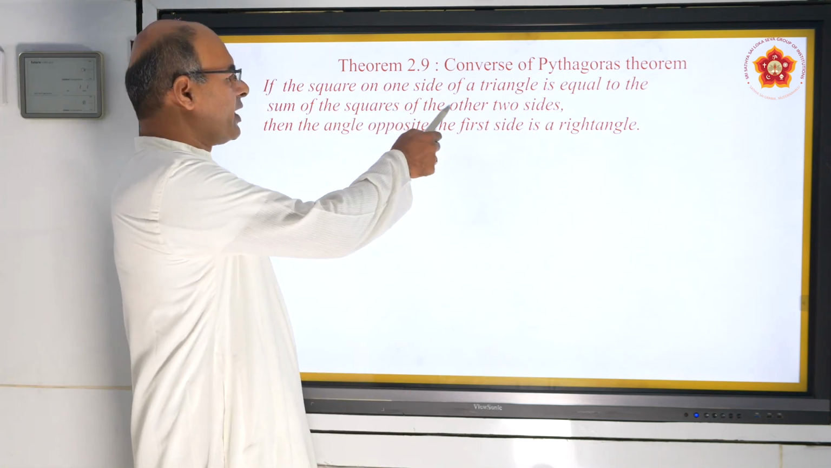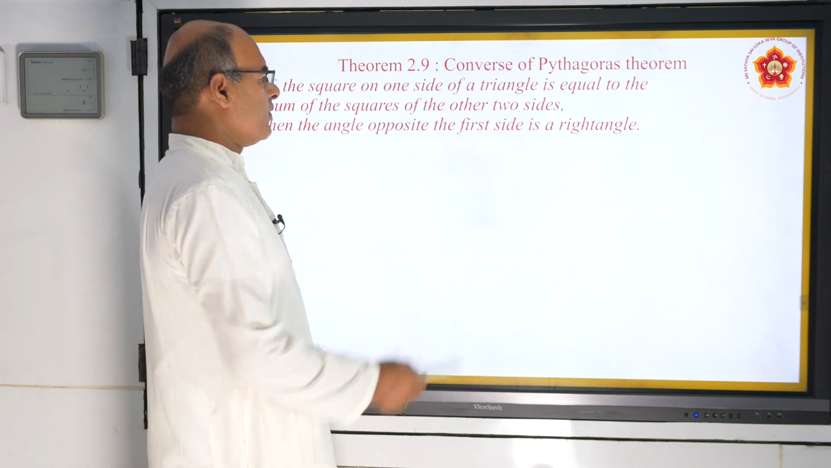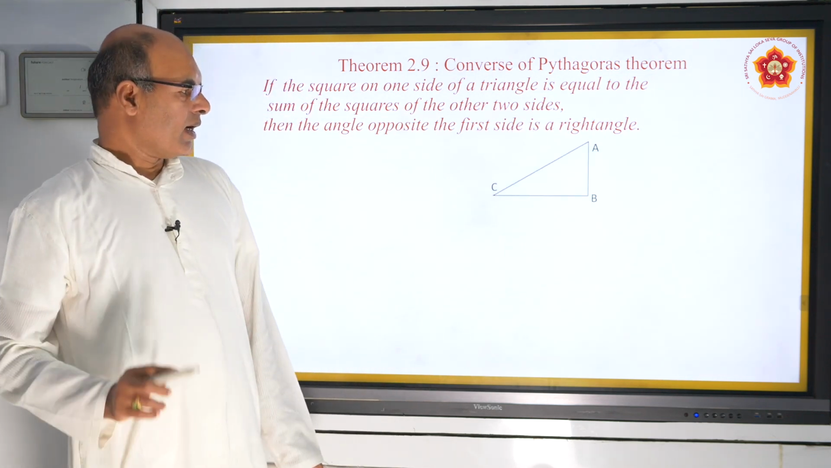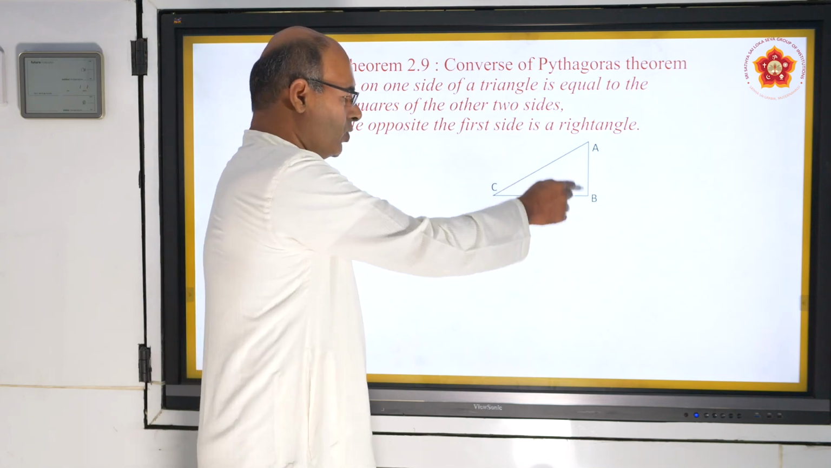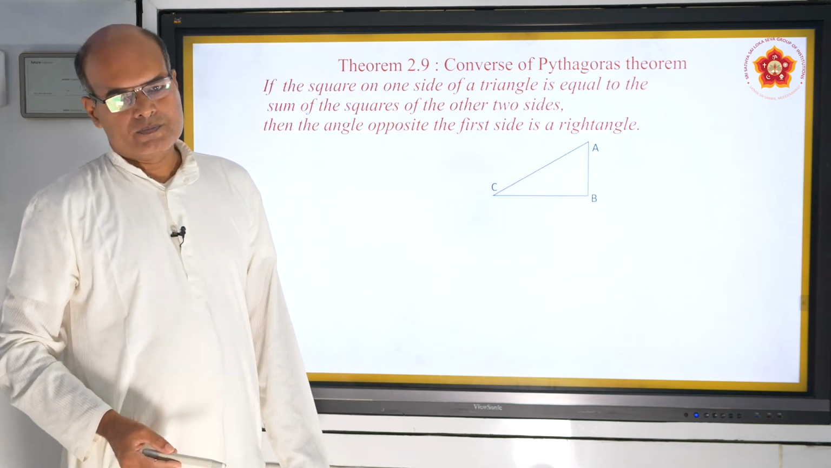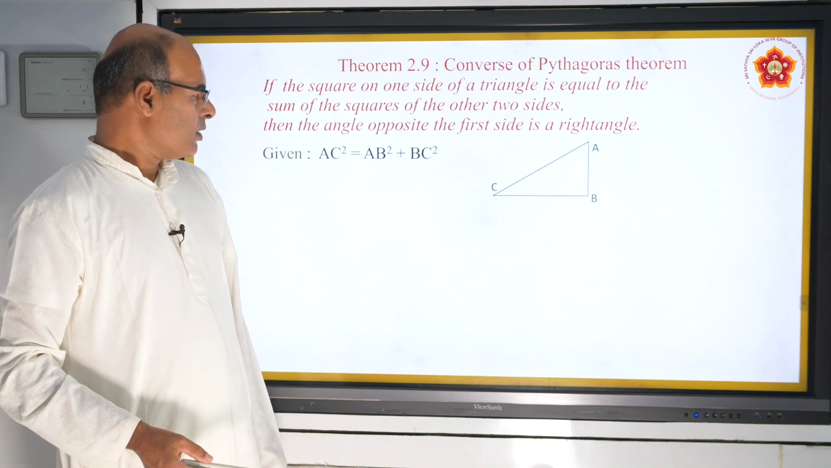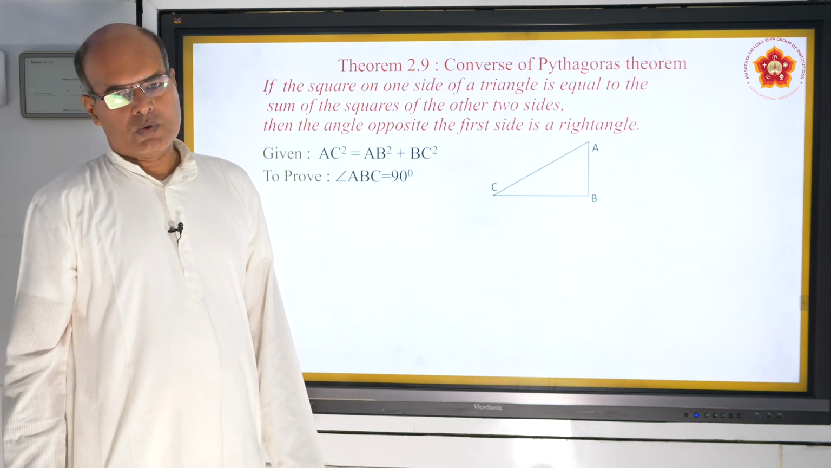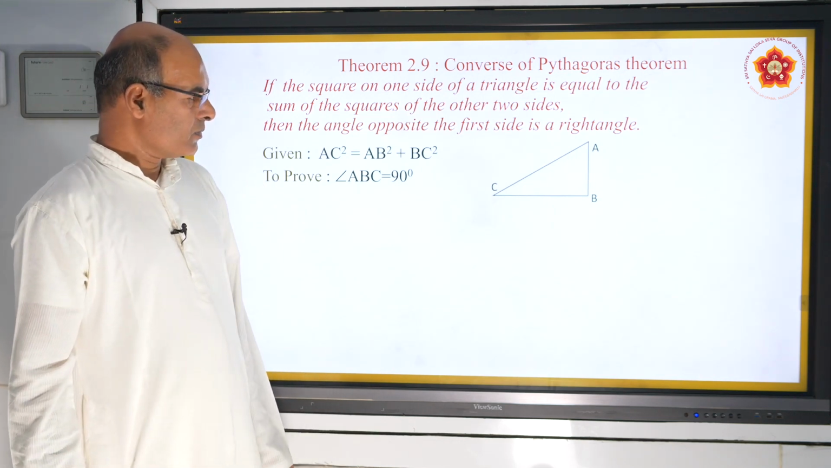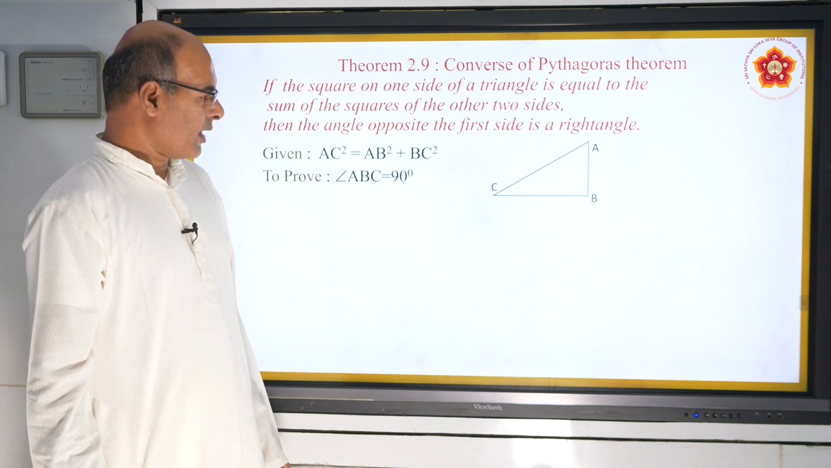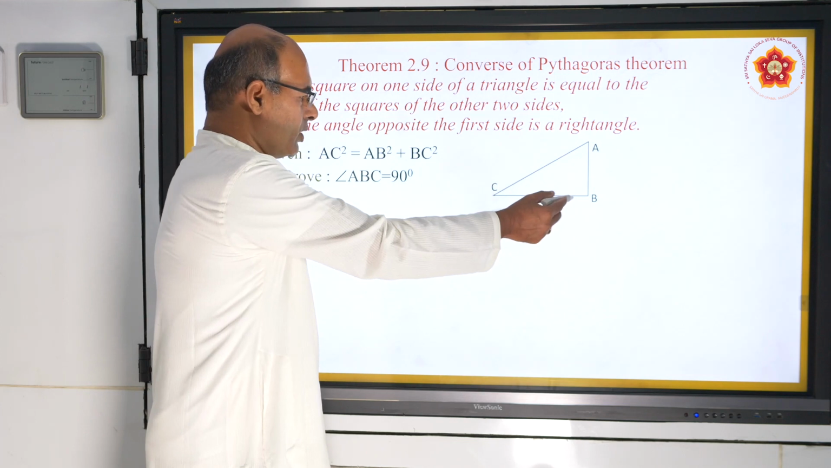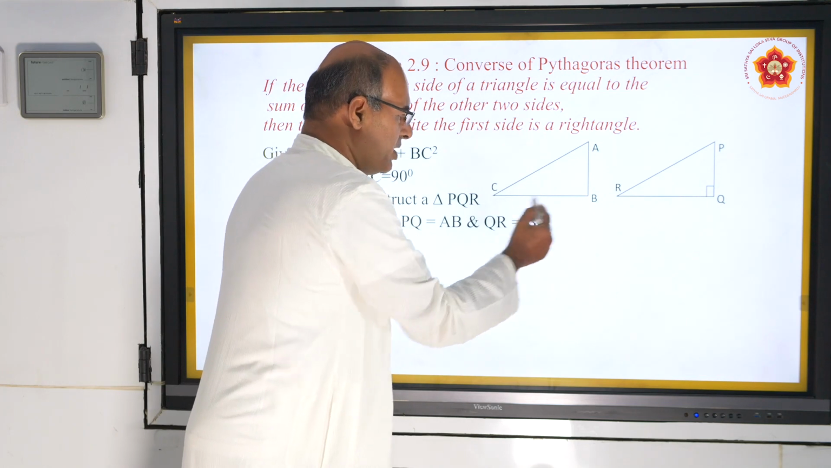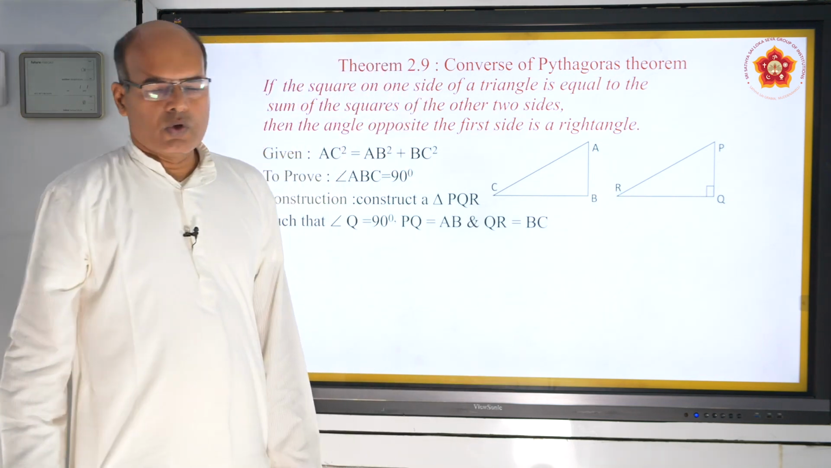The square of one side of a triangle is equal to the sum of the squares of the other two sides. So this is the assumption part. Take a triangle and assume that in this triangle AC square is equal to AB square plus BC square. That is the assumption. Then we have to prove that angle B is 90 degree. That is to prove. For that we need a construction. One more triangle, a right angle triangle, with AB equal to PQ and BC equal to QR.